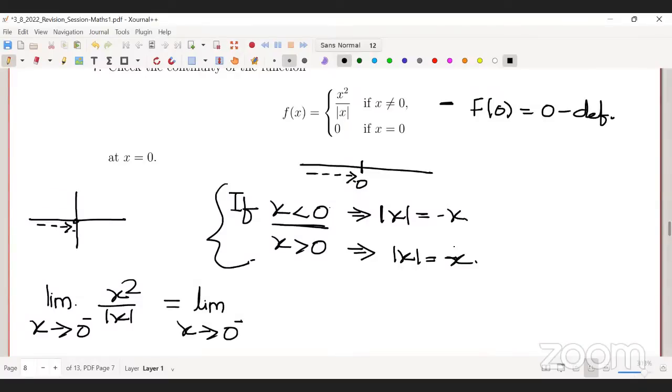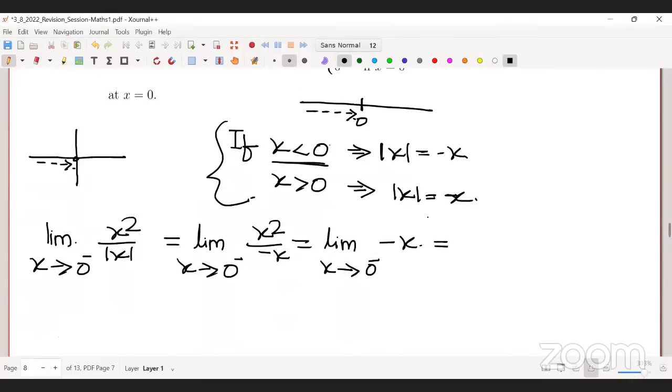Is it clear why I can write this as minus x? Yes, sir. This is the limit as x tends to 0 of minus x. What is this limit? 0. Similarly, you can compute the right-hand limit now. It is also 0, by the continuity of x.